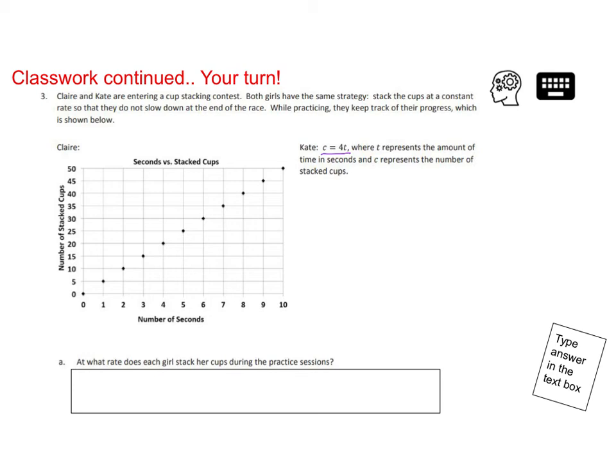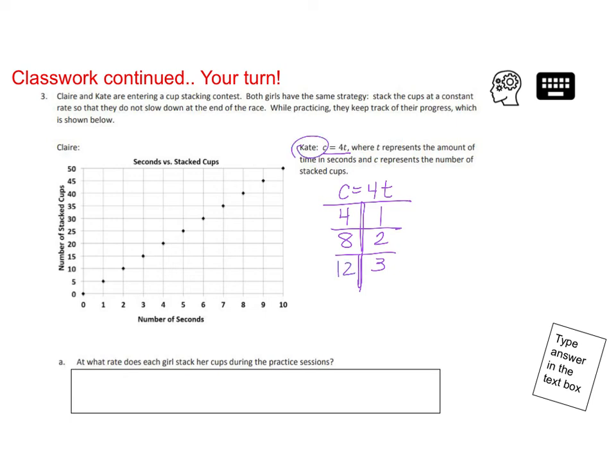So then they're asking, at what rate does each girl stack her cups during the practice session? So I see that Claire has this graph showing her work, and Kate has cups equals 4 times T, where T is the amount of seconds. Okay, interesting. So cups equals 4T, and T is time. So in 1 second, 1 times 4 is 4 cups. And if I put a 2 in for 2 seconds, times 4 is 8 cups. I'm just getting a feeling for how the expression is working. So if I put a 3 in, that means 12 cups.